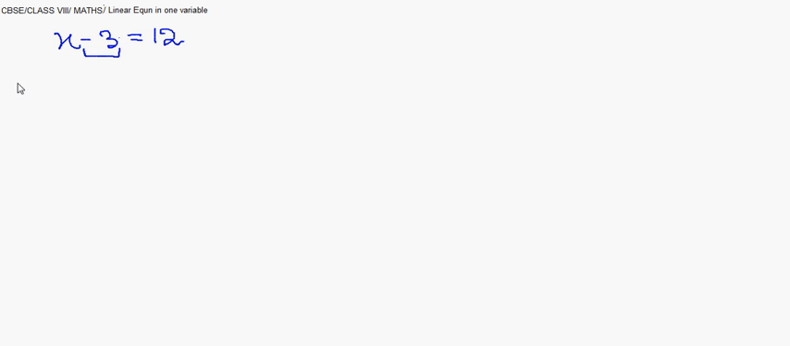So I will be adding 3 on the left and do the same thing on the right. Thereby now this becomes x and this is 15. So I directly get x is equal to 15.